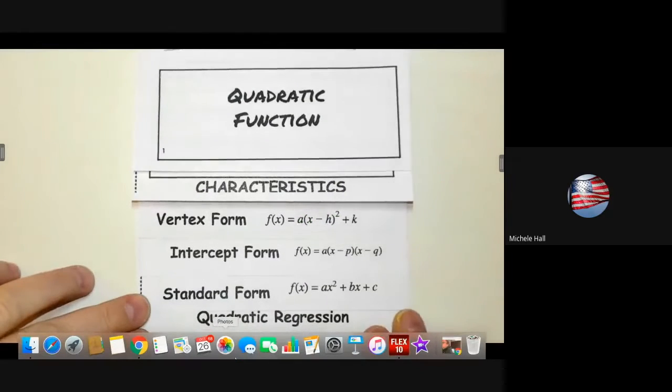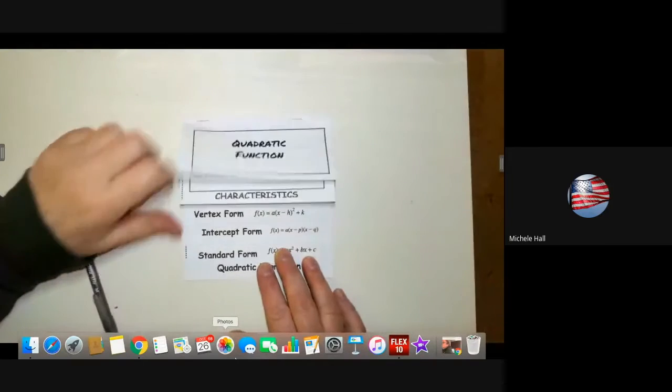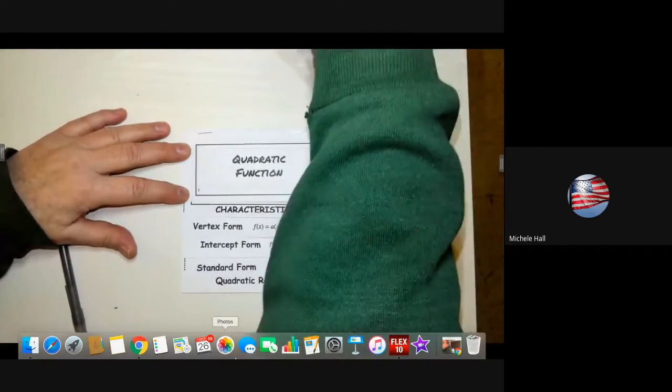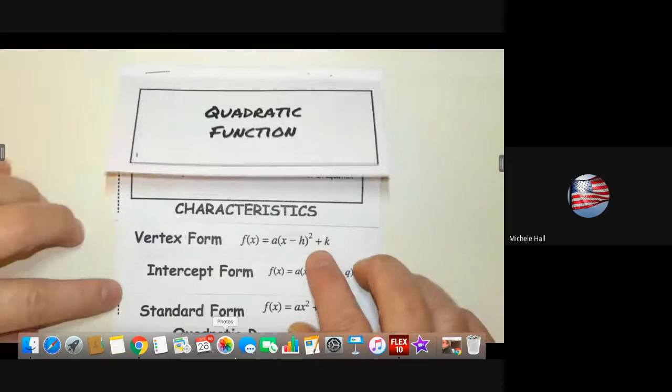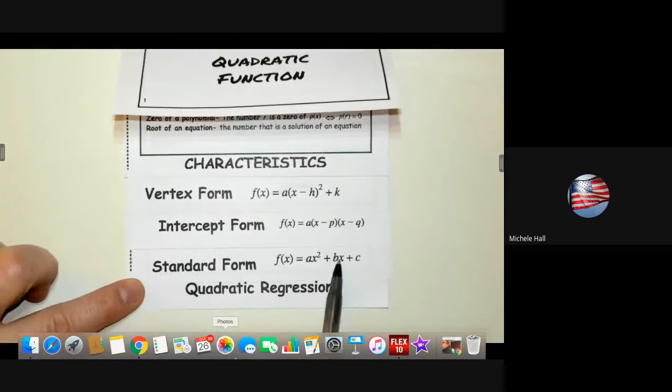We are going to use our foldable that came with your packet, quadratic function. If we look at the characteristics, we're going to go down to standard form, and we're going to fill in these notes for standard form.